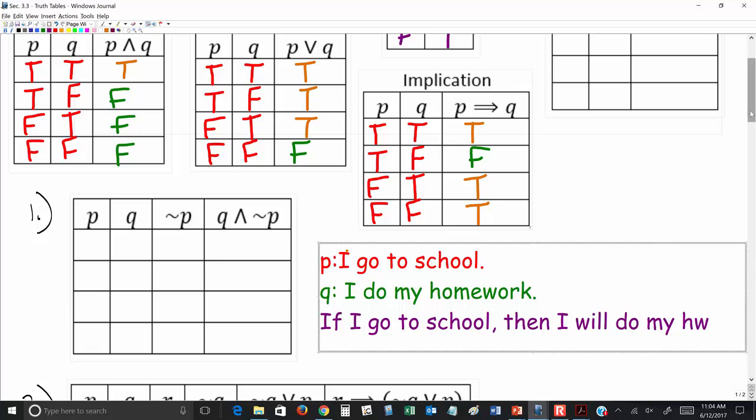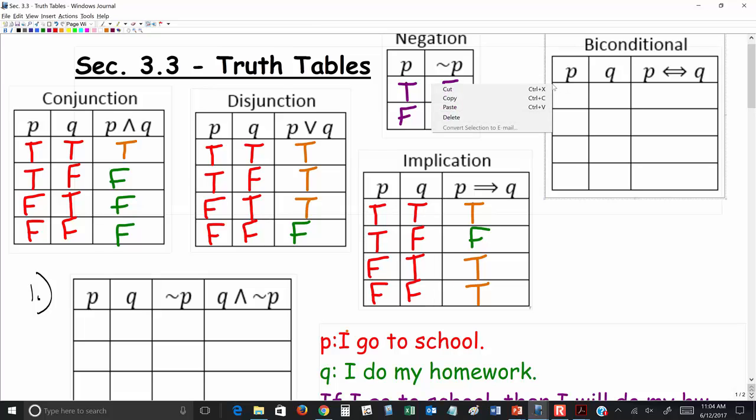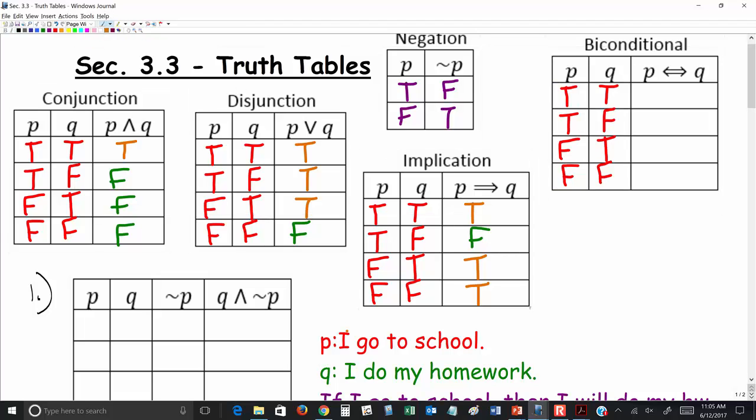All right, and then the last one that we'll look at is the biconditional, which is the double arrow. With this one, basically, in order for that double arrow statement to be true, both P and Q should have the same truth value. So that means if they're both true, then it's true. If they're both false, it's also true. So it's kind of like saying they have an equal truth value. And then otherwise, it's false.